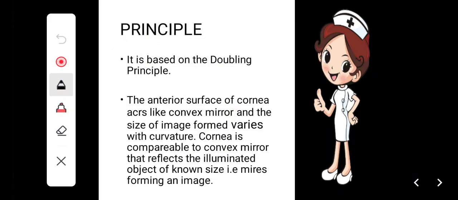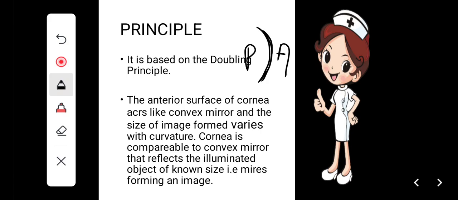Next one, principle. This one is based upon the doubling principle, the anterior surface of the cornea. As we know, the cornea has two surfaces. First one is the anterior surface, meaning the frontal surface, and the posterior surface. The backward surface is known as the posterior surface. The anterior surface is visible to us.